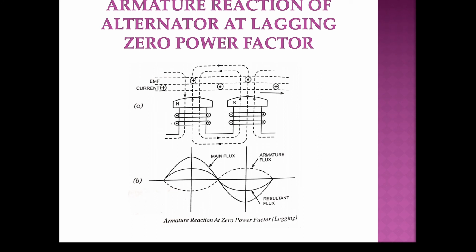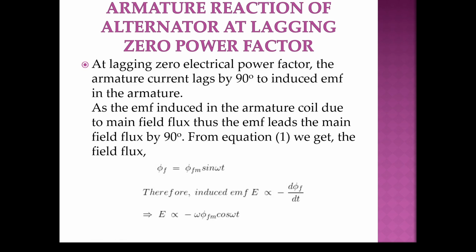Now let us see the armature reaction of alternator at lagging zero power factor. Here this waveform is showing main flux, then this is resultant flux. Second one dotted is armature flux. At lagging zero electrical power factor, armature current will lag the voltage by 90 degrees. So lagging means what? Current will lag the voltage. Leading means current will lead the voltage. Unity power factor, voltage and current are in phase.